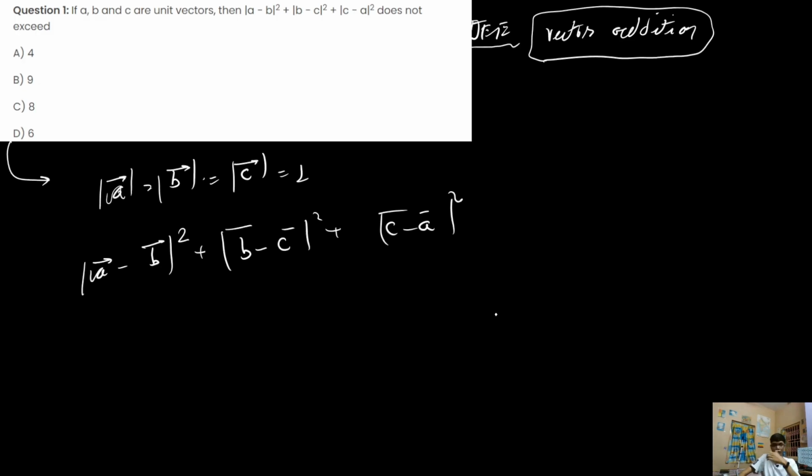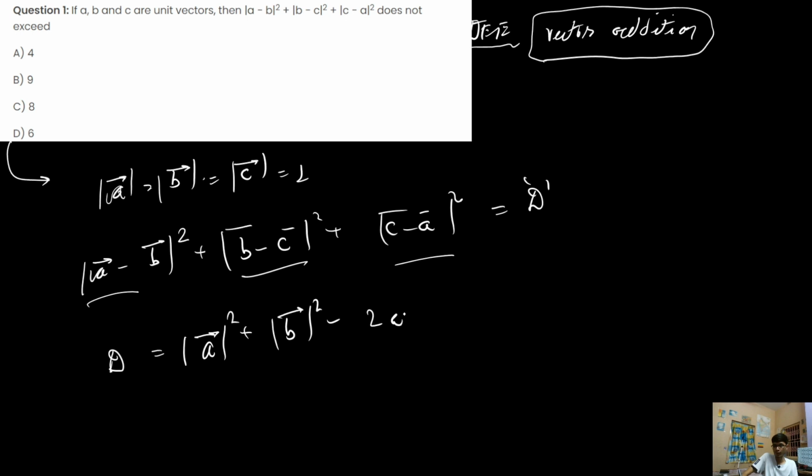Now let us try and solve this question. What is given in this question, if I represent this quantity as d, this d is made of modulus terms, which is a scalar quantity. So if I expand this quantity, I can write it as the modulus of a vector whole square, plus the modulus of b vector whole square, minus 2 times a vector dot b vector.